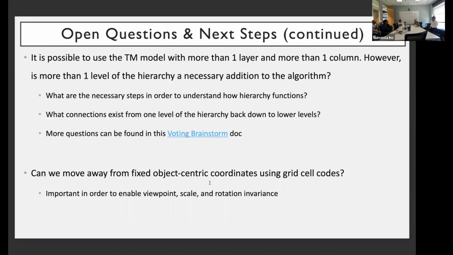And so I think that would, as you say, enable viewpoint invariance. Let's take scale out and say rotation invariance, right? Grid cell code, right? To me, that would be the higher priority than the hierarchy, okay? Because we haven't really gotten this one layer to work as we want it to work.